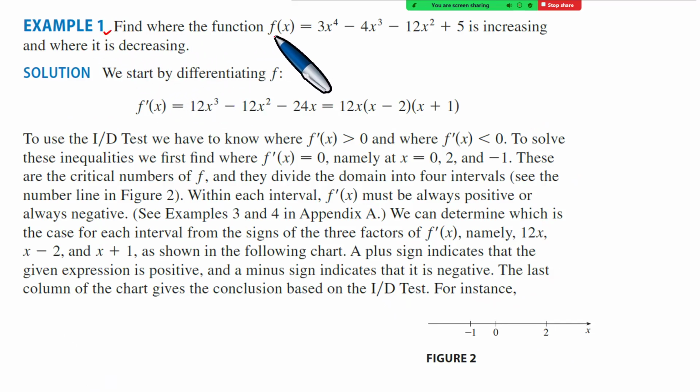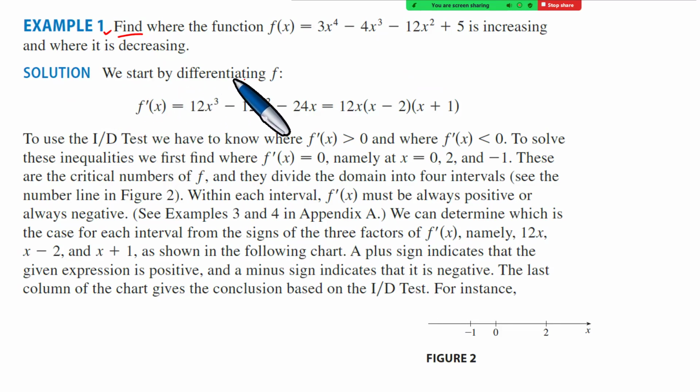Find where the function f of x, which equals 3x to the 4th power minus 4x cubed minus 12x squared plus 5, is increasing and where it is decreasing. We want to find where this function is increasing or decreasing. Okay, I know that is an easy part, but obviously we shall look at curve sketching today.